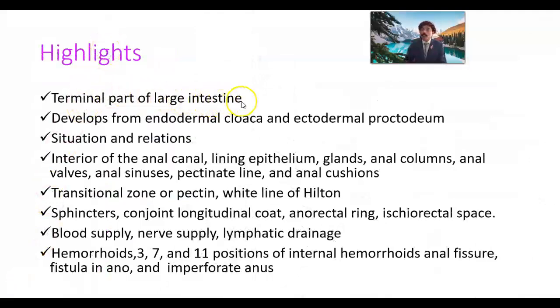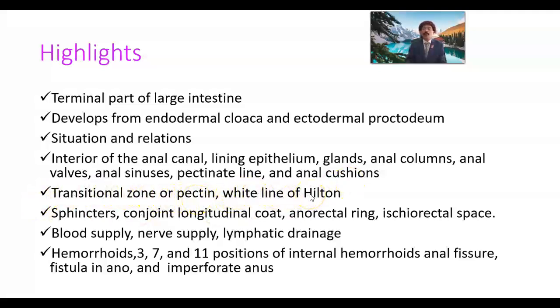Highlights: the terminal part of the large intestine is the anal canal. Development is from two sources, the cloaca for the upper part and the proctodeum for the lower part. We know the situation and relations. Internal anal canal: lining epithelium, glands, anal columns, anal valves, anal sinuses, pectinate line, and anal cushions. The anal cushion is around the blood vessels, around the venous plexus. The transition zone of the pectinate line has no sebaceous glands or sweat glands.